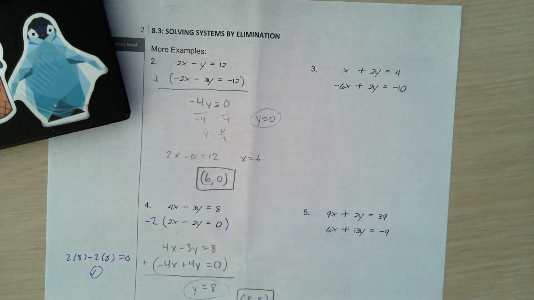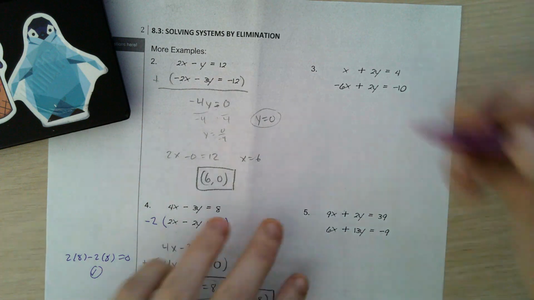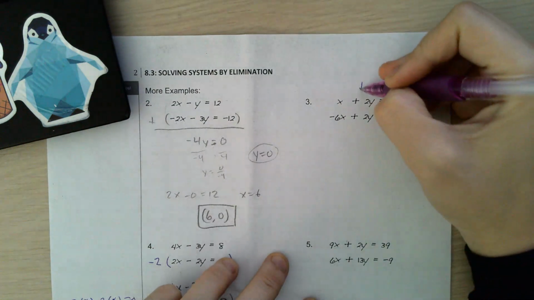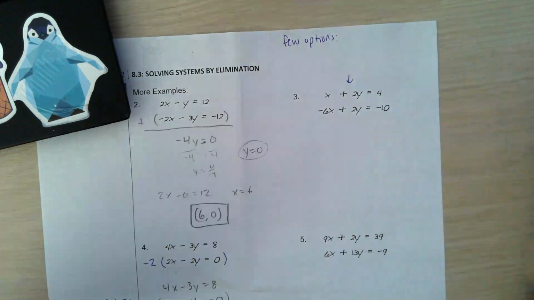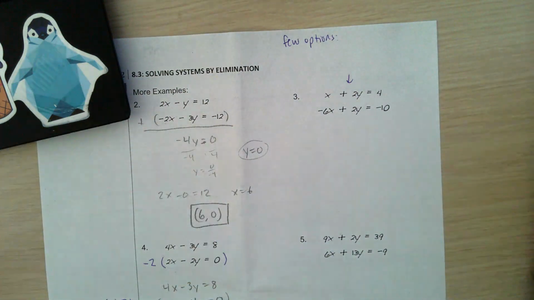Okay, so for this one, there's a few options. I'll write this here in a different color. Few options. Right, these are notes, so if this isn't helpful for you, don't write it down. If it is, so that you can look back, write it down, right?